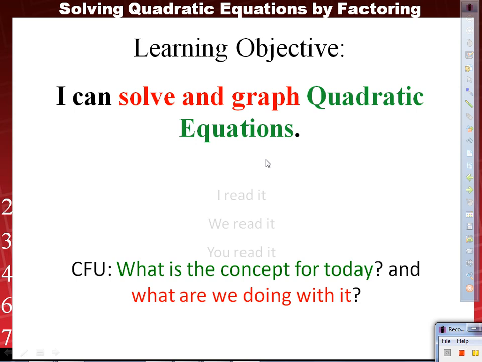We're already at the last stretch of our semester. So our objective for today: I can solve and graph quadratic equations. Read together, 1, 2, 3. I can solve and graph quadratic equations.